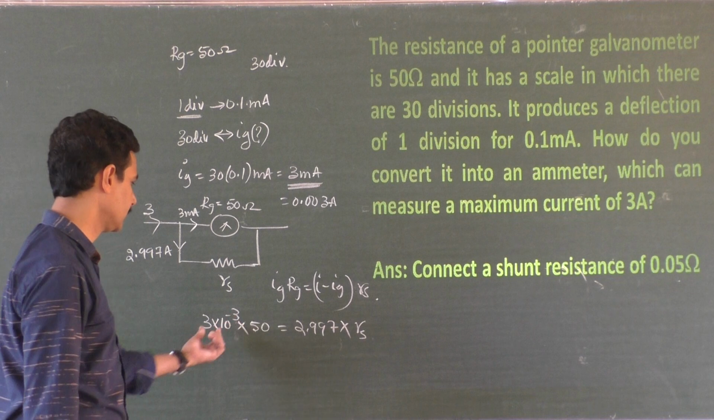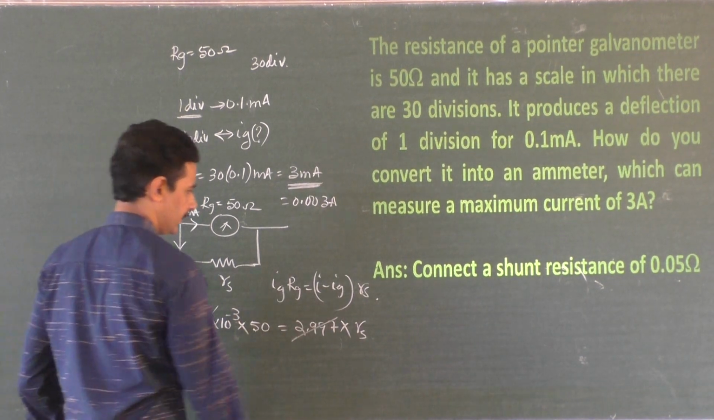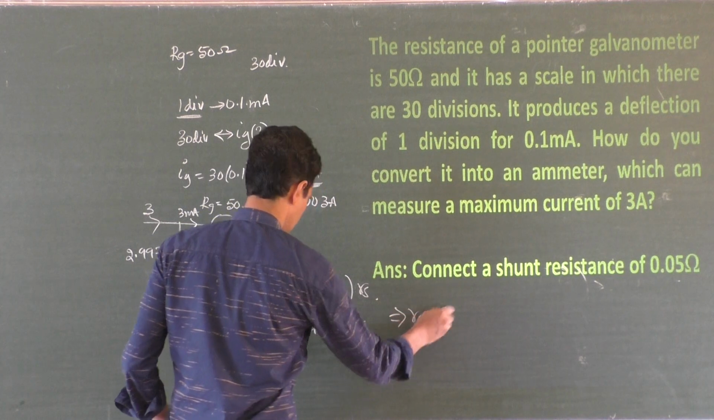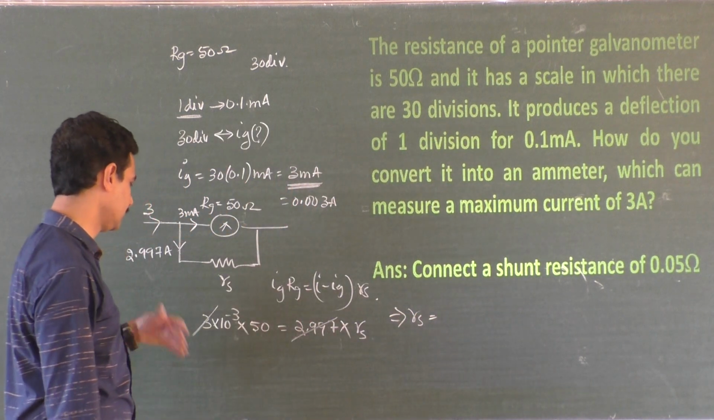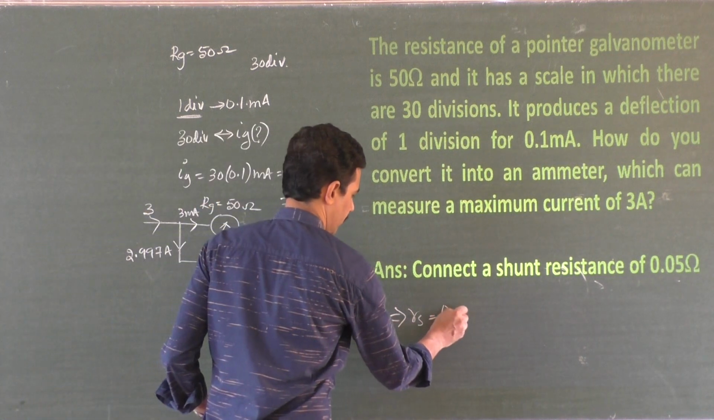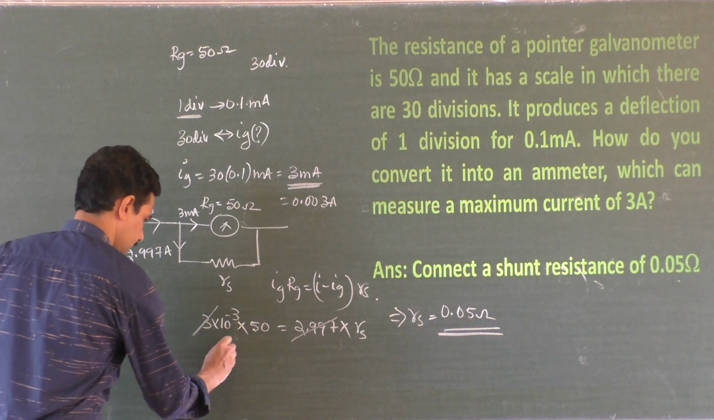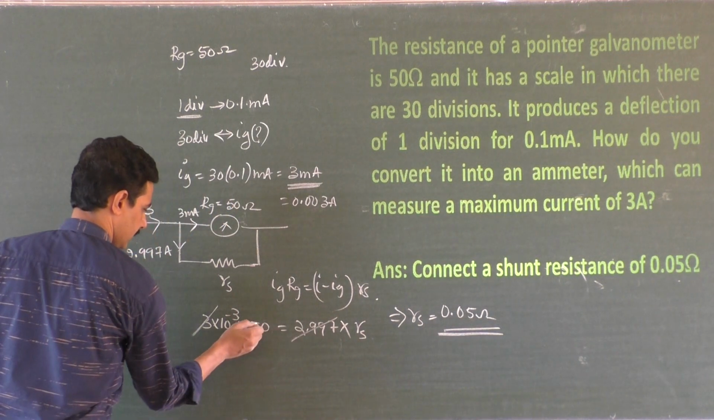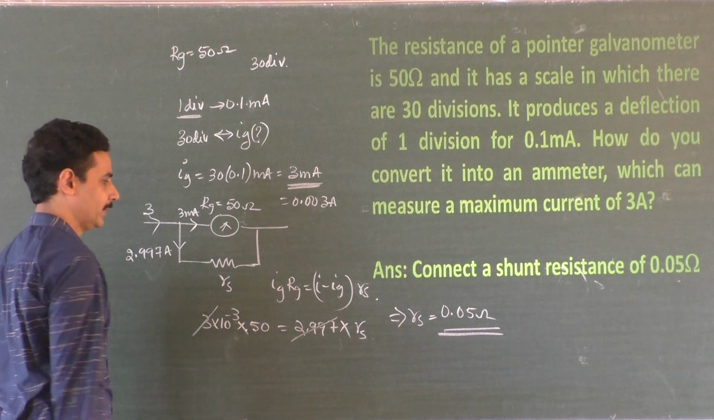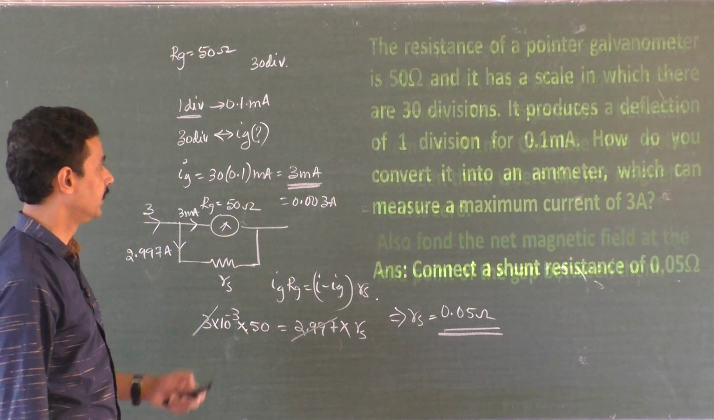Not 50, but 50 into 10 to the power minus 3. So if you can take this as almost 3, 50 into 10 to the power minus 3. So that implies RS is equal to 50 into 10 to the power minus 3, means 50 by 1000. 0.05 ohm. 50 into 10 to the power minus 3. So 0.05 ohm. Yes. Next one.